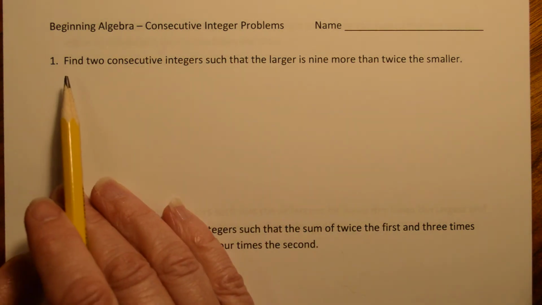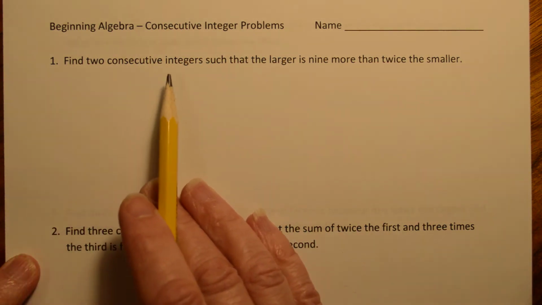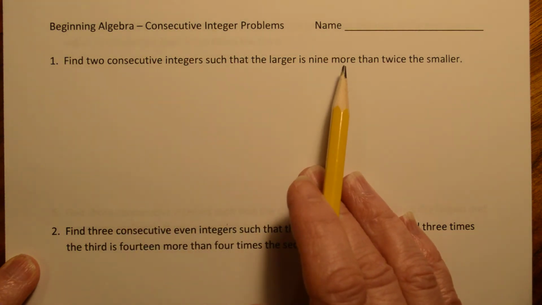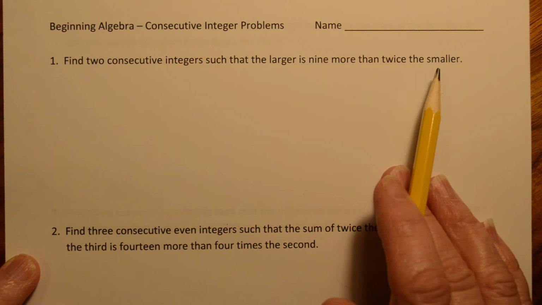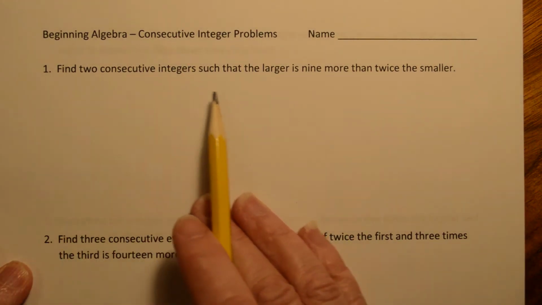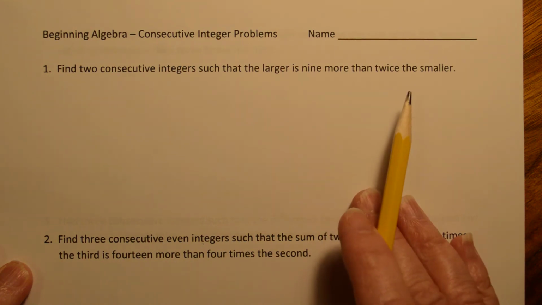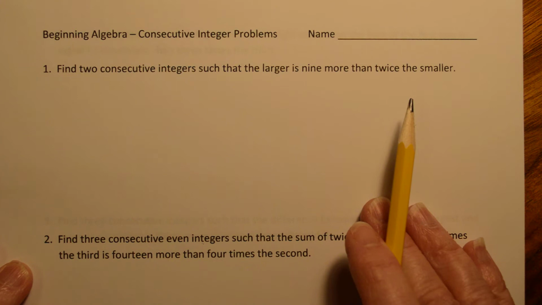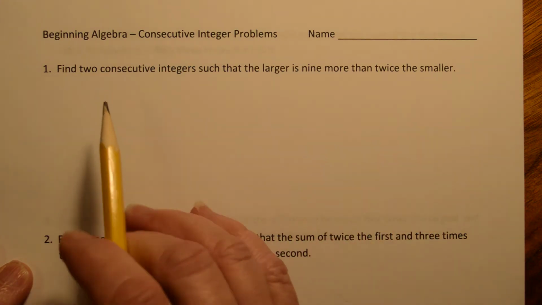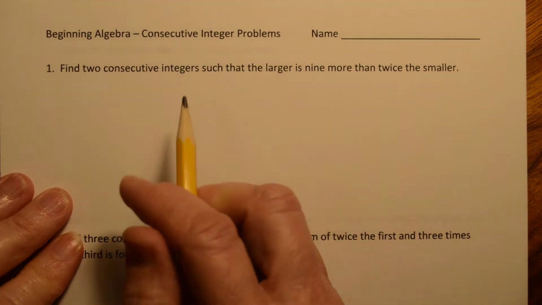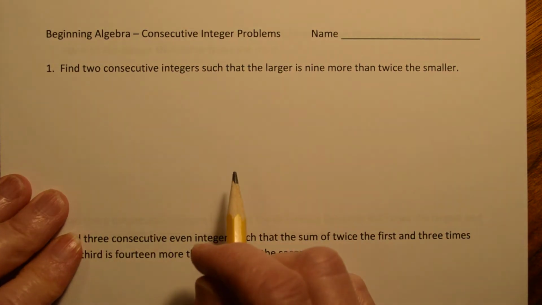So let me just read the first one here. Find two consecutive integers such that the larger is 9 more than twice the smaller, right? So if you were disregarding my request last time to set them up the way that we did before, you're going to look at a problem like this and think, I have no idea how to do it, all right? So let's just talk through this one, and hopefully when you get to the end, you'll think, wow, that wasn't that bad.